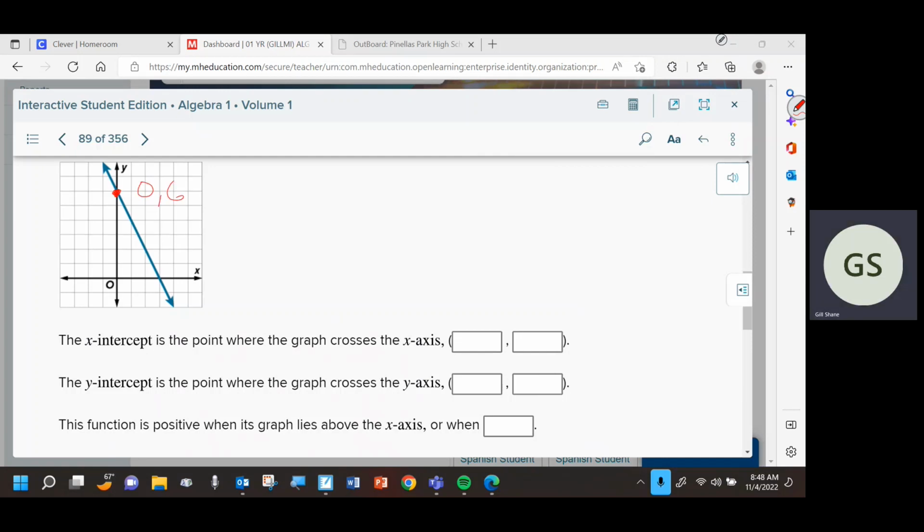How do you know which one is 0? So the y-intercept crosses the y-axis, always. And then do that same thing for the one that crosses down below. It'll be 0.